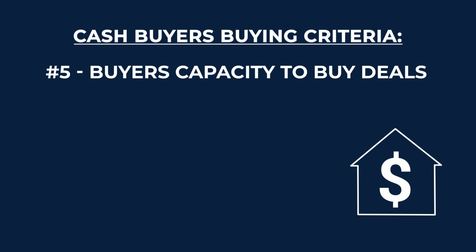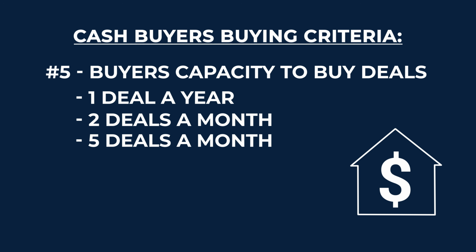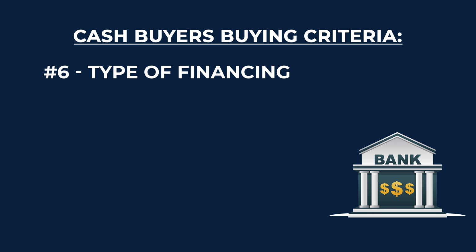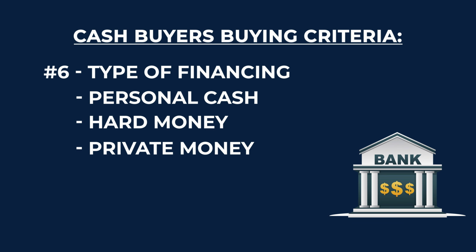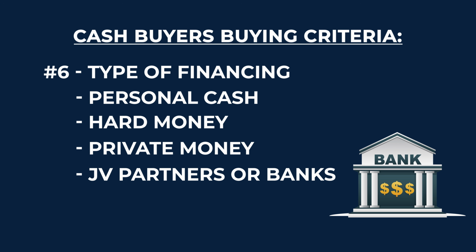So what are they capable of doing? Do they only do 1 deal a year, 2 deals a month, 5 deals a month, right? So what's their capacity so we can actually start to qualify and see if someone can buy multiple deals from us per month? We also find out the financing they're using to buy the property. So is it their own cash on hand that they're using? Are they using hard money or private money? Or are they partnering up and using JV partners or banks?